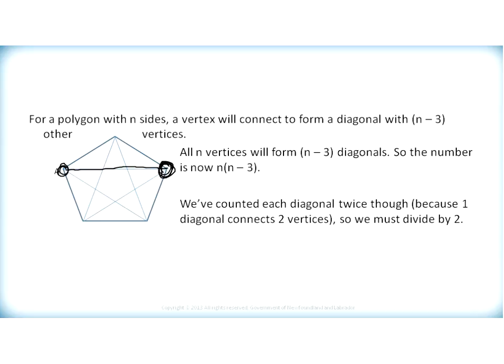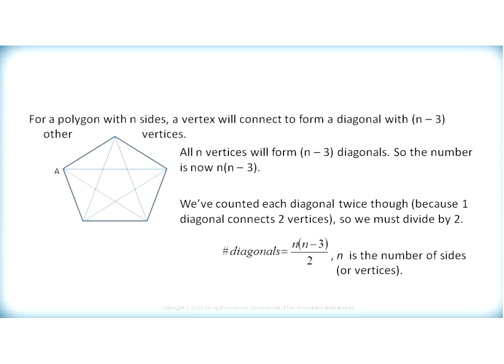So we must divide our number of diagonals by 2, which brings us to our main formula. The number of diagonals is equal to n times n minus 3 divided by 2, where n is the number of sides in the polygon, or in other words, the number of vertices in the polygon. Now this formula will work for any polygon.